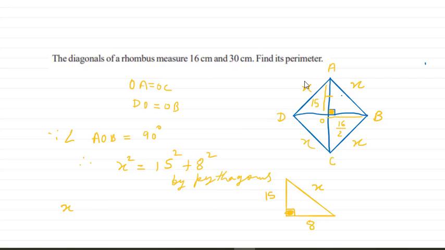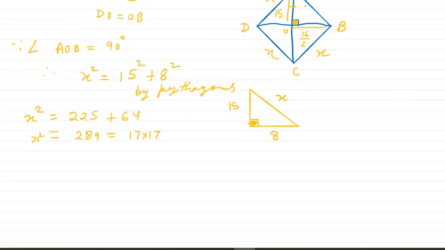Here you have to find x square. So x square will be 15 square is 225, and then the square of 8 is 64. So you will get 289, and 289 can be written as 17 into 17, or 17 square. So you can write x square equals 17 square. From here you can say that x will be 17.